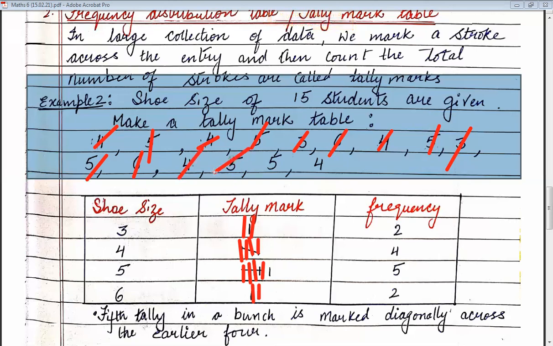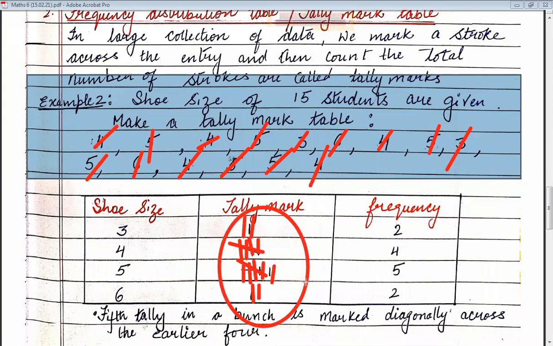Now next is 5. So now children, here already 4 are there. So the fifth will be diagonally. Okay. Next is again 5 shoe size. So you will put another stroke. And next one is 4. So you will put again, already 4 were there. So you will put the next stroke diagonally. So now these are called tally marks. When we put the strokes, these become tally marks.